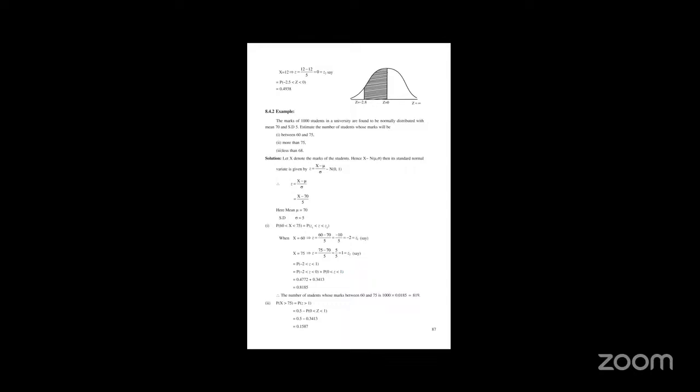So the number of students whose marks are between 60 and 75: there are 1,000 students. So after getting that value, we need to multiply it by 1,000. So 819 students have marks between 60 and 75. Next, what is the second question?